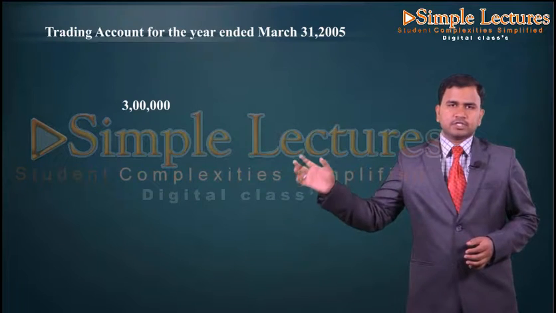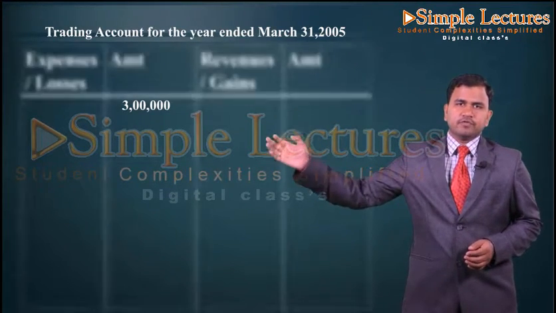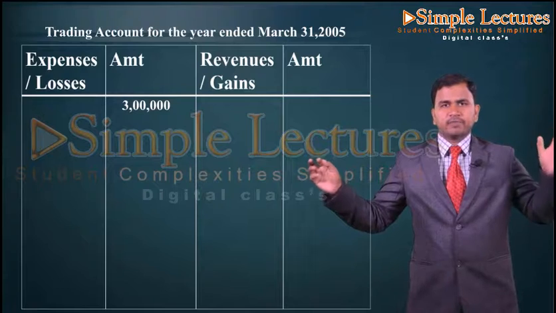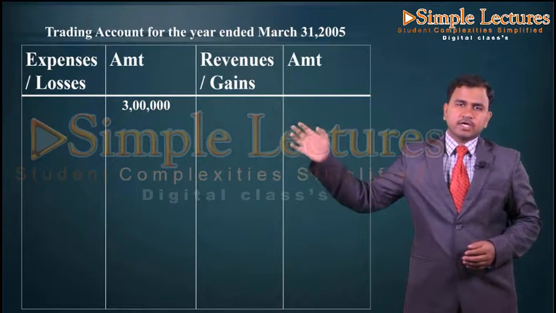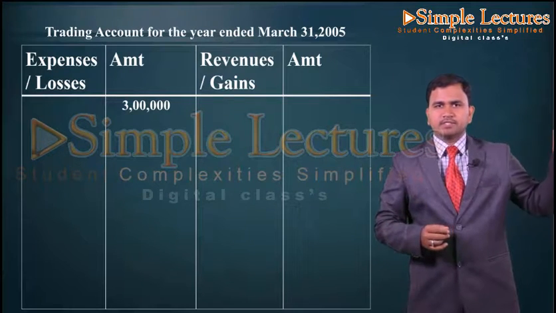So let us take first the table of the trading account, where we will have particulars, amount, and particulars, amount. Instead of particulars, we can even write expenses and losses, amount, and again incomes and gains, amount.